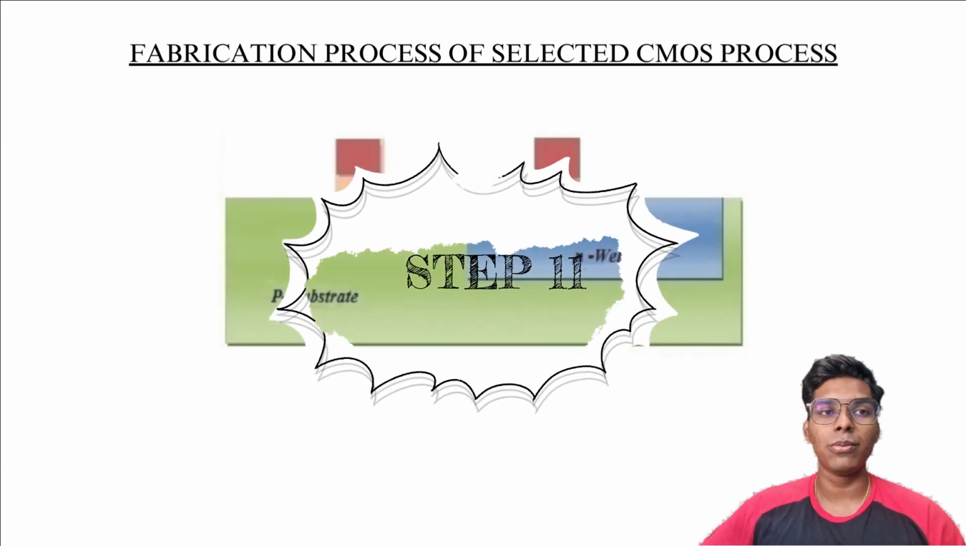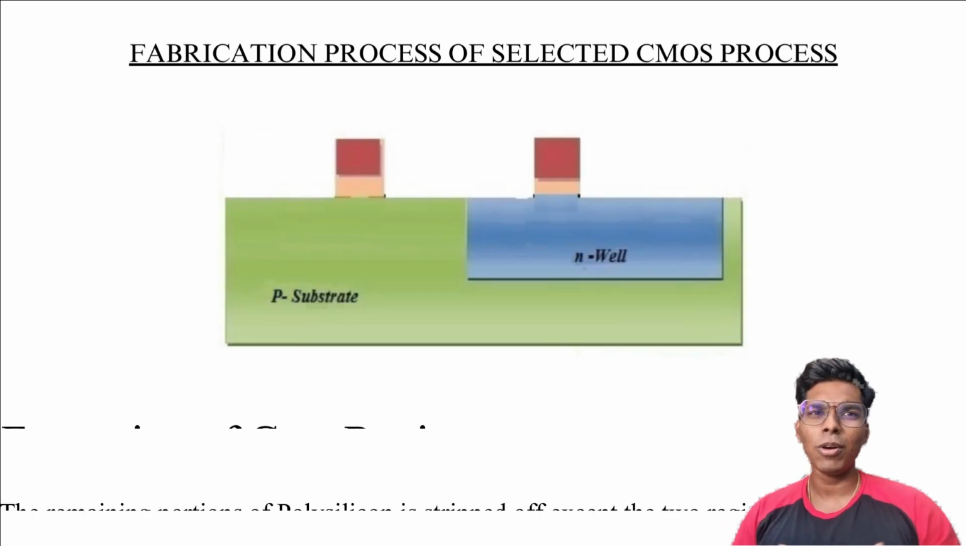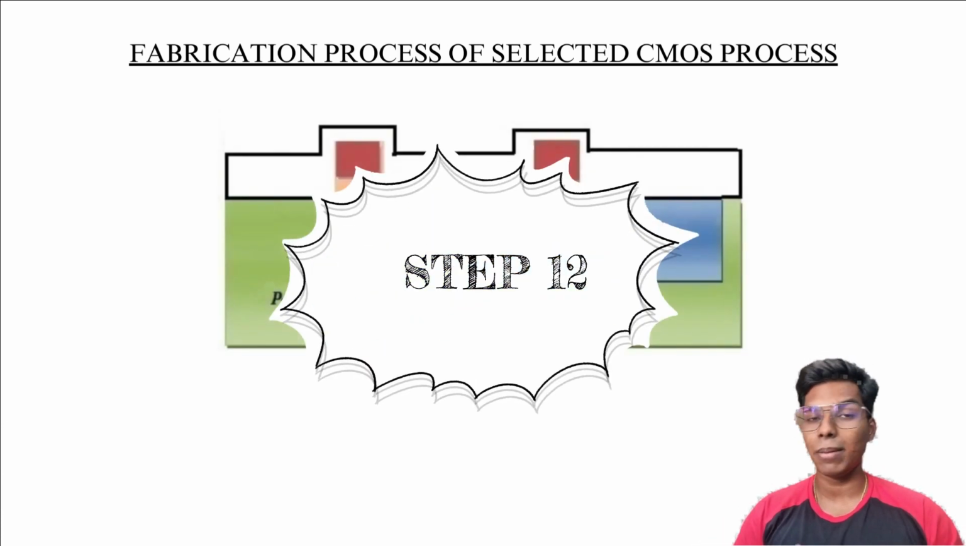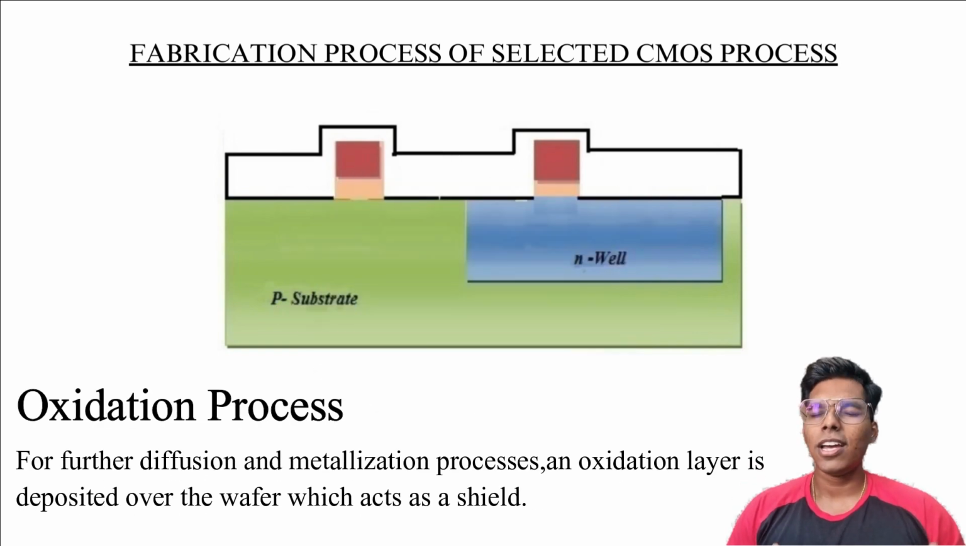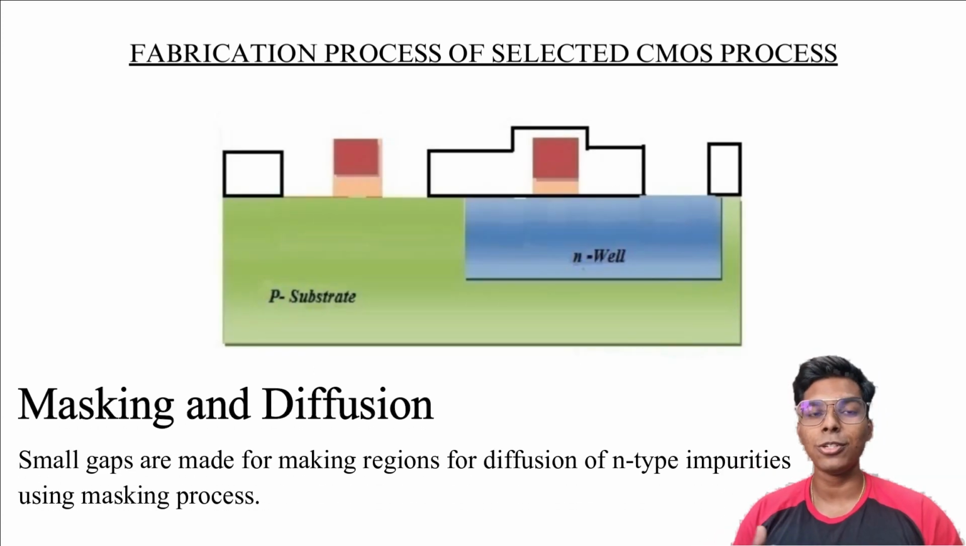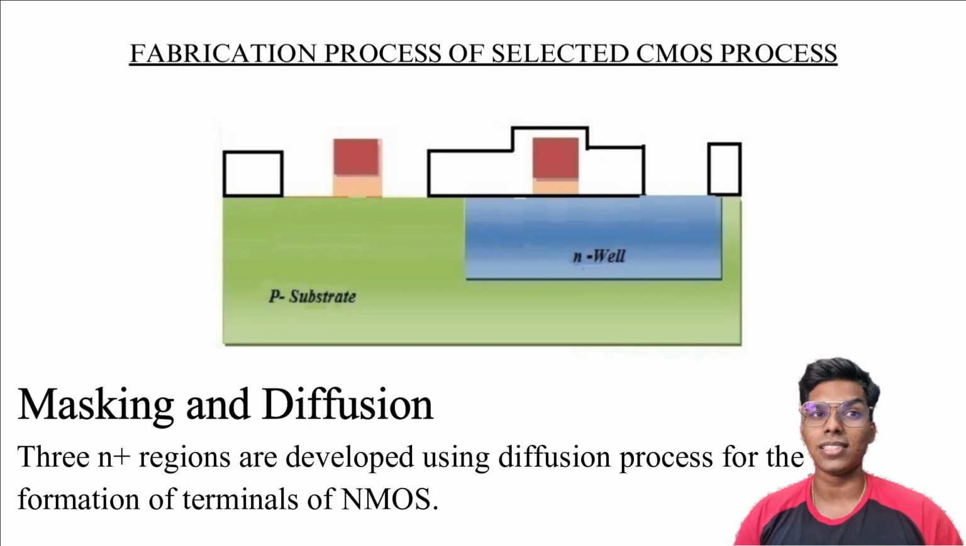For step 11, which is the formation of gate region, we only want the polysilicon where our gates will be, so we remove the excess, leaving behind just the necessary areas for NMOS and PMOS gate formation. For the oxidation process, step 12, we add another layer of oxidation, acting like a protective shield for the steps to come. For step number 13, which is masking and diffusion, now we get into defining regions for the diffusion of N-type impurities. These regions will become the terminals for NMOS transistors.